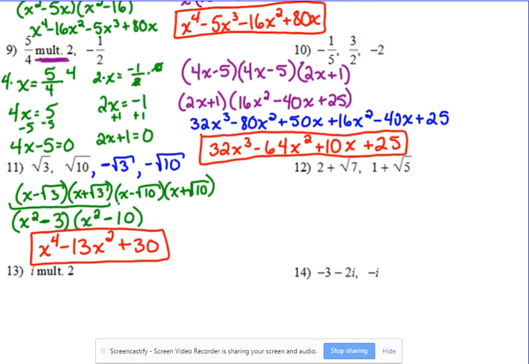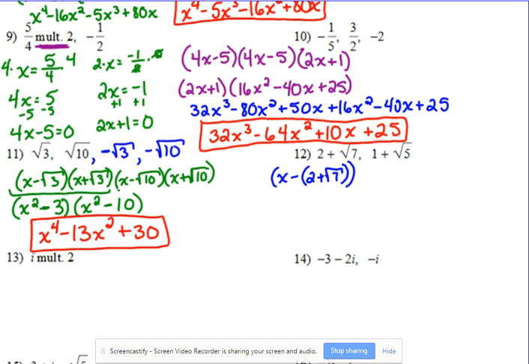Let's look at number 12. Okay, number 12, a little bit more complicated, just a little bit, than number 10. The same premise though, okay? If 2 plus the square root of 7 is a root, then, and this is what we have to do, here's what I want you to do. I want you to write it this way. X minus 2 plus the square root of 7.